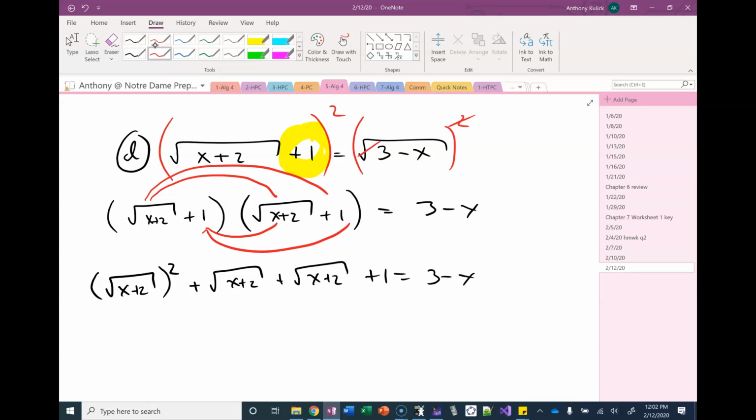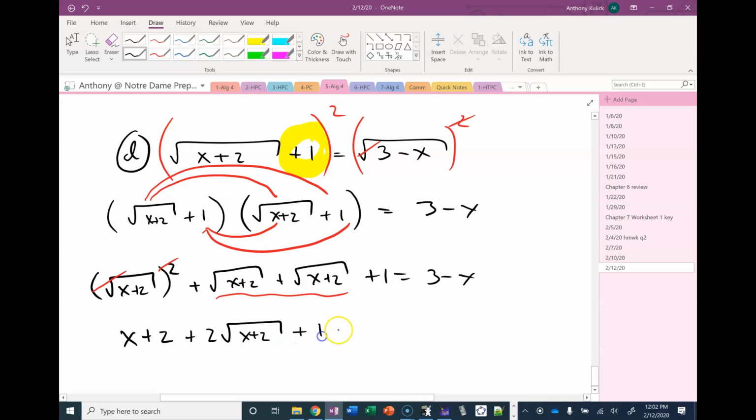Okay, so we can simplify things here a little bit now. The square root of x plus 2 squared, well, the square is just going to cancel the square root. That leaves me with just an x plus 2. These guys are identical radicals, right? So I can add them together by adding their coefficients. So that's going to give me 2 square root x plus 2. And then I still have that plus 1 there at the end. So far, so good?